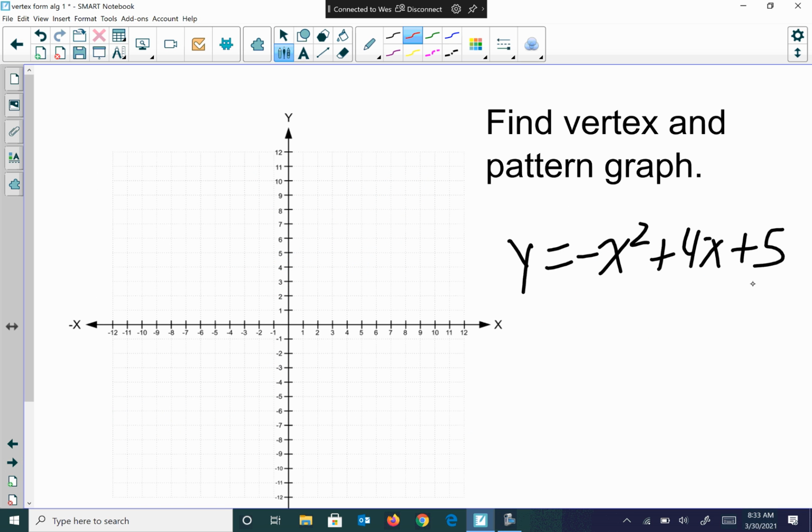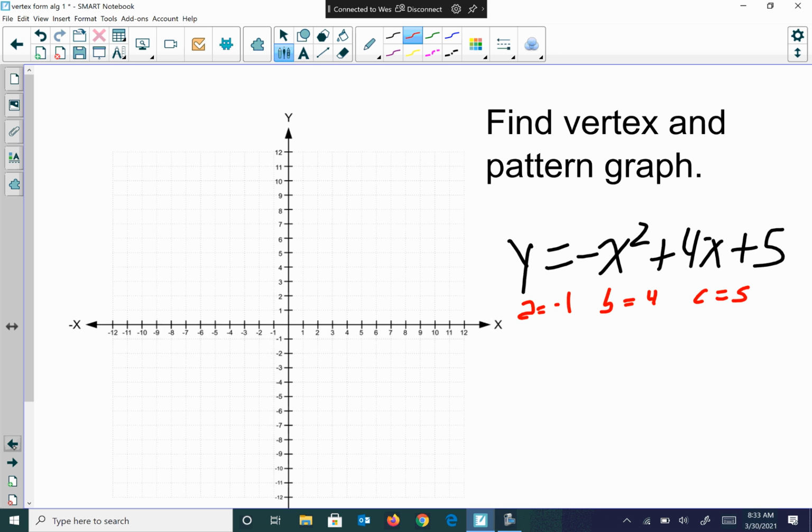All right, next question. I know my A value is -1. My B value is 4. My C value is 5. When it's set up in this way, do I know where it crosses the y-axis? What do you think? Do I know where it crosses the y-axis?